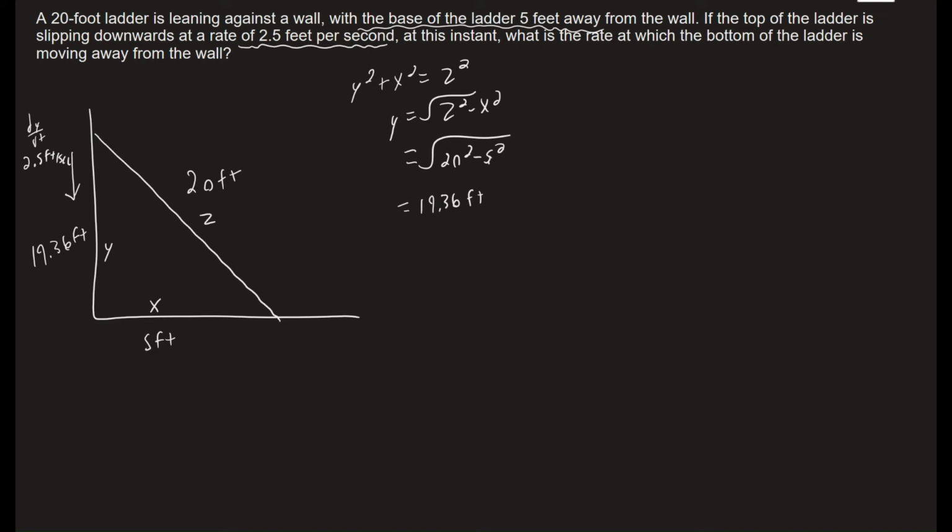So what is it asking? It's asking the rate at which the bottom of the ladder is moving away from the wall. So if this side is coming down, this side will naturally have to go right. So we're looking for dx over dt. Now let's set up Pythagoras again and differentiate with respect to time.